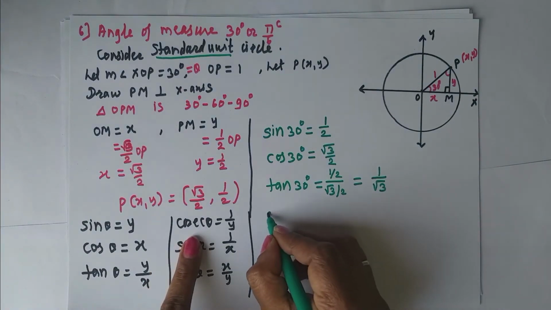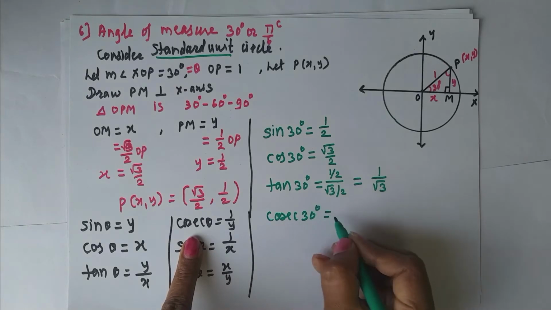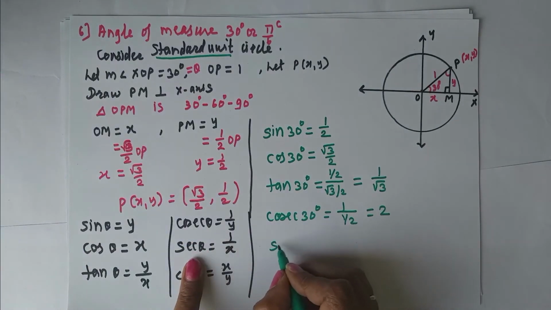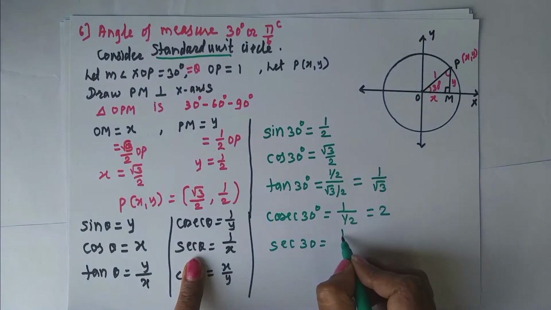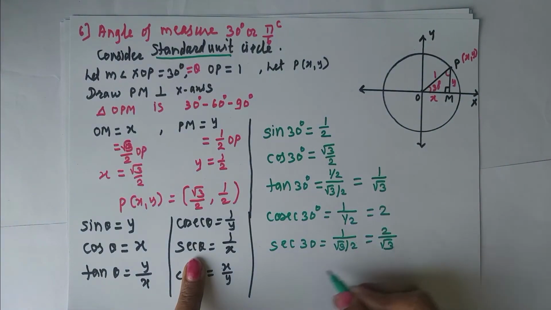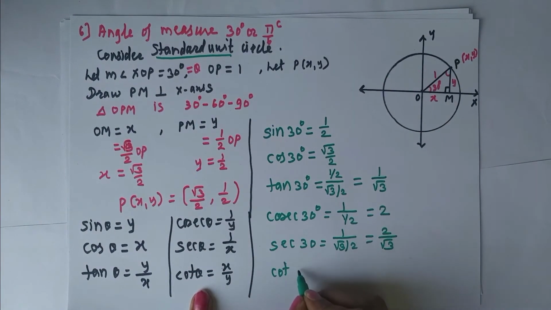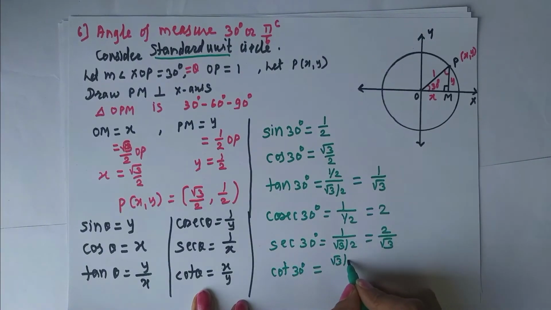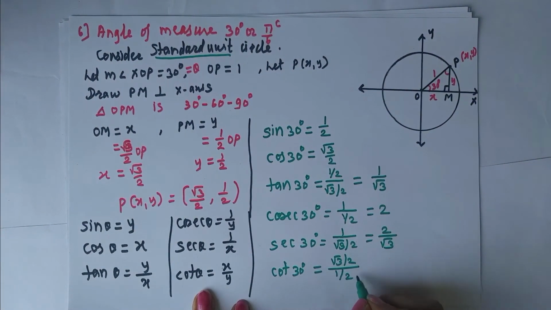Then we will find cosec 30. What will be cosec 30? 1 upon y. What is the value of y? Half. Then this will be 2. Then we will find sec 30. That is 1 upon x. Value of x is root 3 by 2, and this will be 2 by root 3. Then we will find cot 30. That is x divided by y, root 3 by 2 divided by half, and after simplification 2 will get cancelled. This is simply root 3. In this way we have found all 6 trigonometric ratios of the angle 30 degree, that is pi by 6 radians.